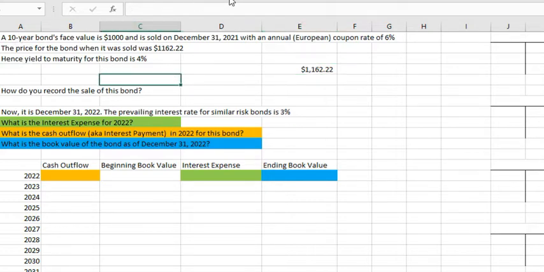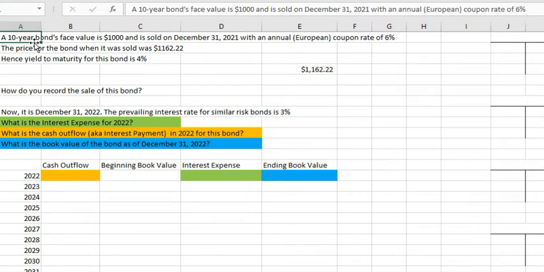In this particular example, what we have is a 10-year bond with a face value of $1,000. It's sold at the end of the year of 2021. It has a coupon rate of 6%. The price of the bond is $1,162.22, and yield to maturity is 4%.